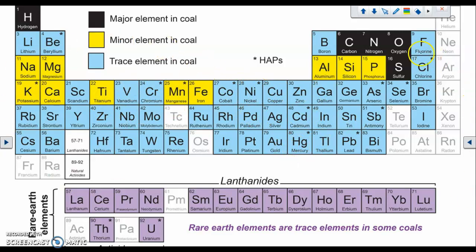So in coal, there are a lot of other things present, and anything that has an asterisk has been proven to be toxic.